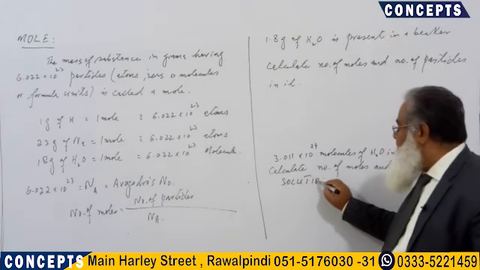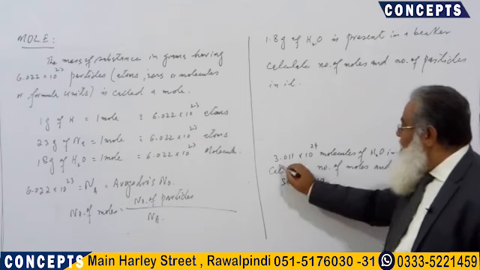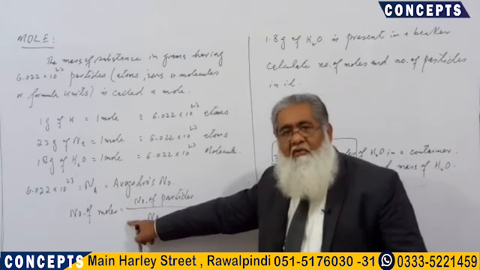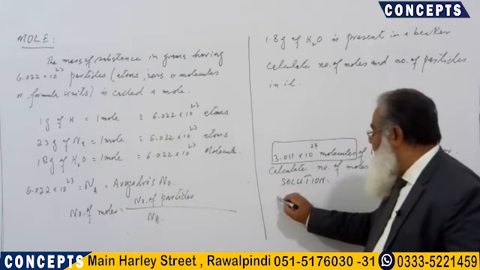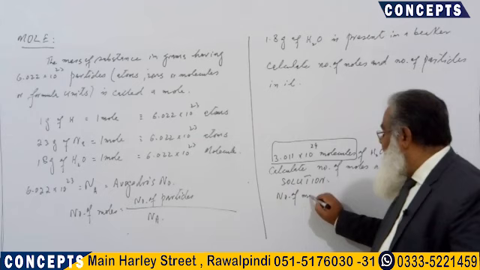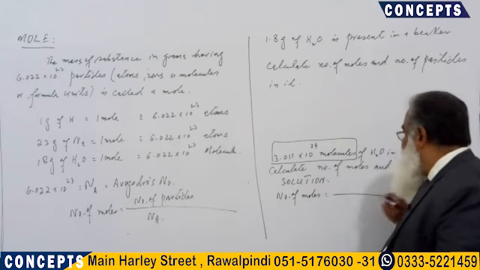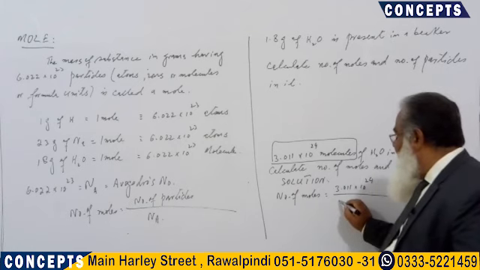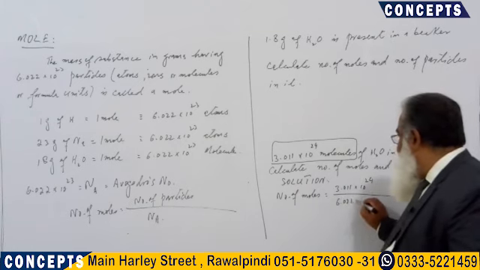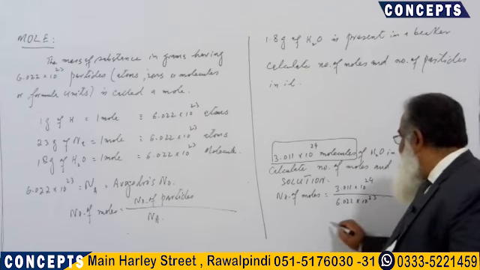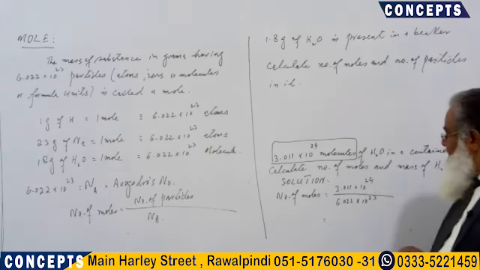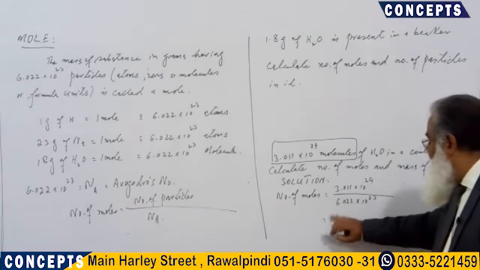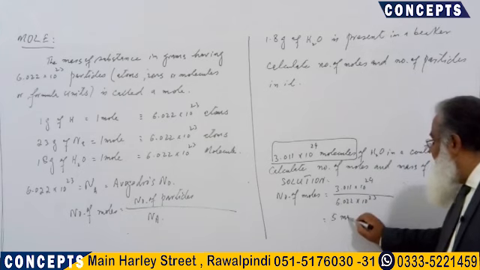Solution. Number of particles are given. To find number of moles, we will apply this formula. Number of moles is equal to number of particles, 10^24, divided by Avogadro's number, 10^23. Answer comes 5 moles.